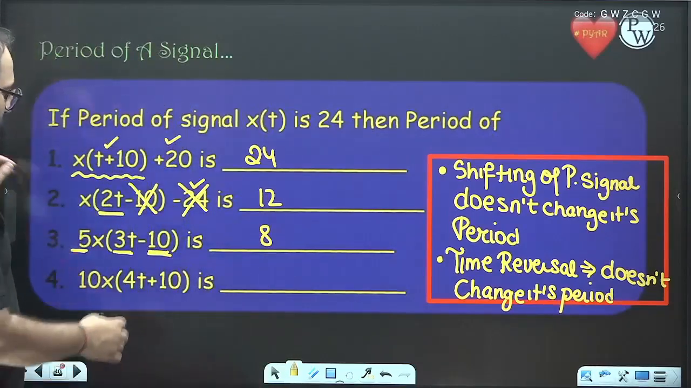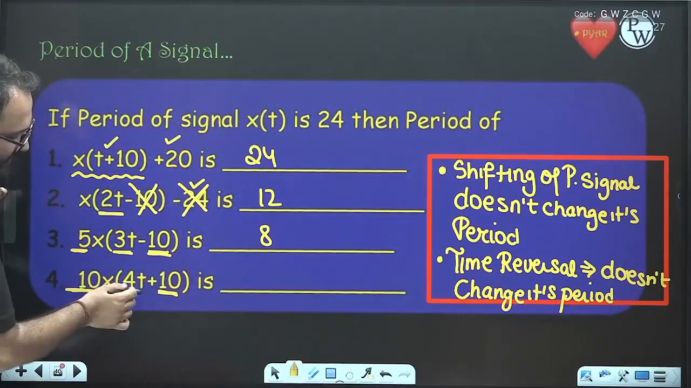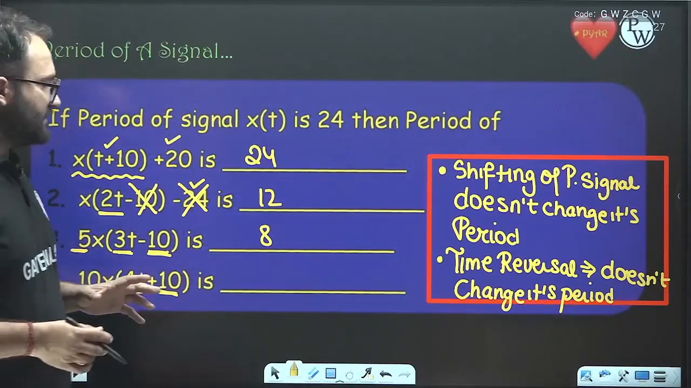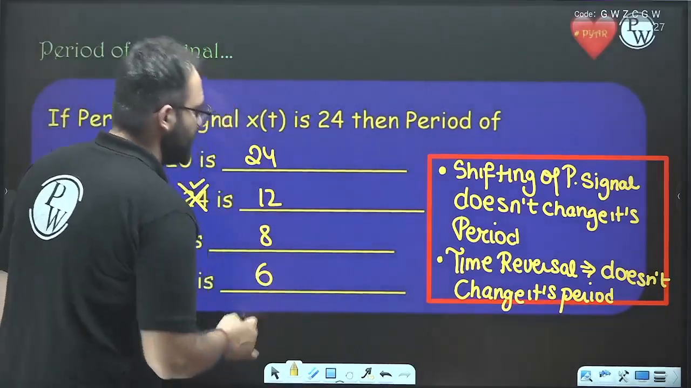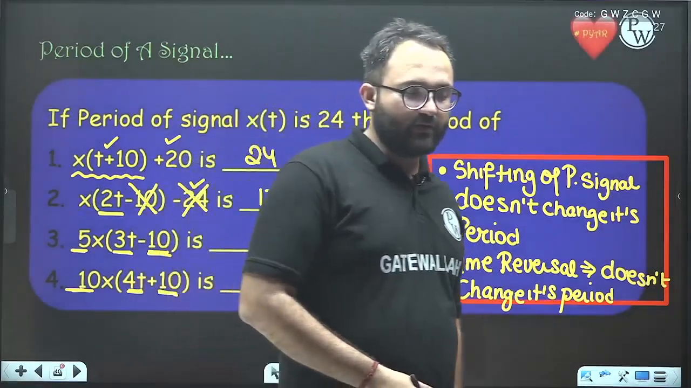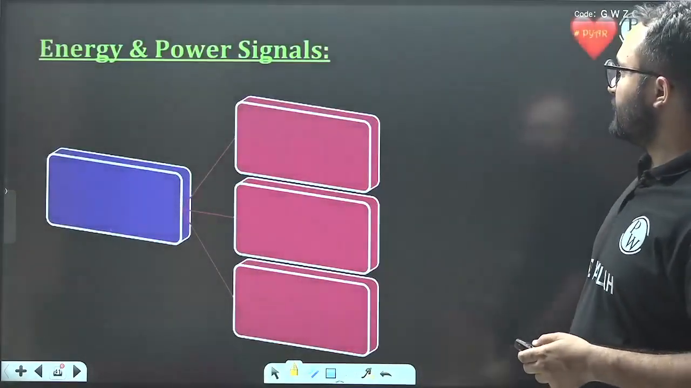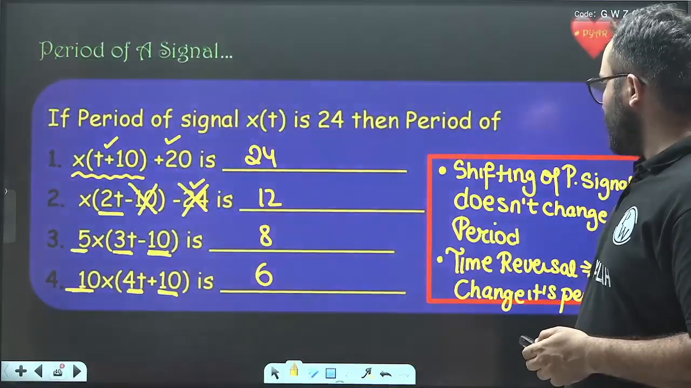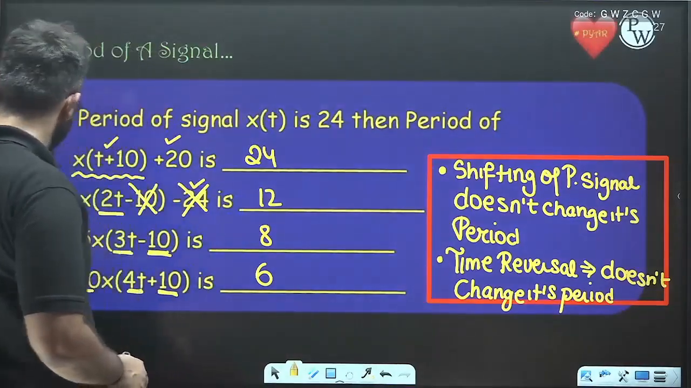Now time shifting does not affect, multiplying by DC does not affect, x of 4t. So here we can see that it is getting contracted by factor 4, so 6 is the new period. I think these are the concepts that can be helpful in any exam. In any question we can keep these concepts. One more concept that was left in time shifting is this.